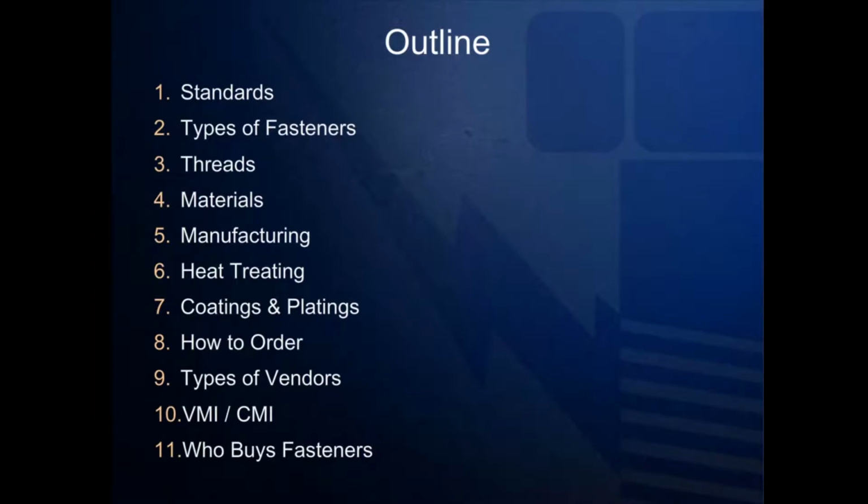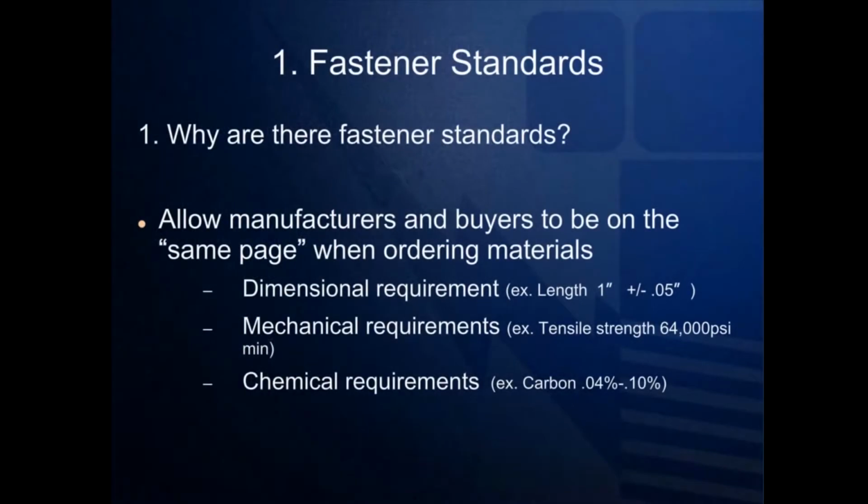customers that buy fasteners. Fastener standards, which some call specifications or specs, are essentially the rules that fasteners are manufactured and ordered by. Standards give manufacturers and buyers guidelines for the many different aspects of fasteners, which are primarily either dimensional requirements, mechanical requirements, or chemical requirements. Oftentimes, these requirements will be stated as a tolerance in which a value with a min and max is acceptable.